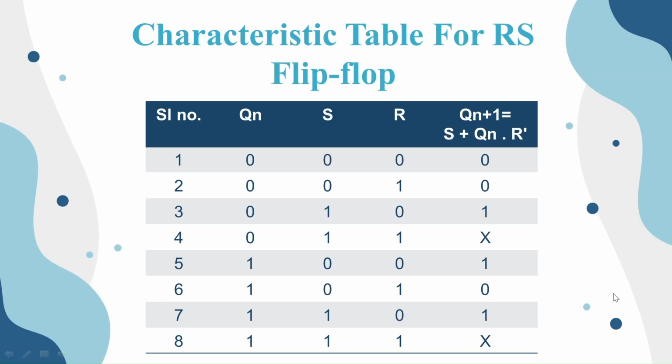The characteristic equation tells us what the next state of the flip-flop will be in terms of the present state. The equation is Qn plus 1 equals S plus Qn and R bar. Here S is the set input, R is the reset input, Qn is the current state input and Qn plus 1 is the next state output.